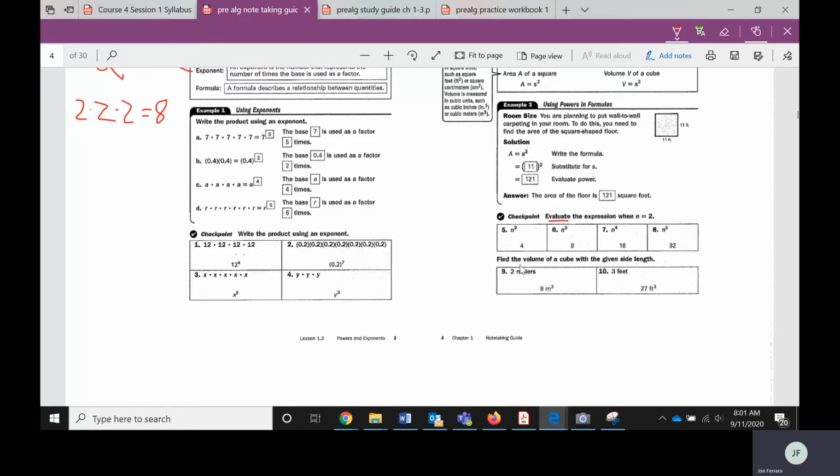Here, just make sure you read the directions when you're doing problems. Here it says volume, and it says cube. So you'll be using the s to the third formula. Sorry, that's so ugly. So here, this would be 2 to the third.